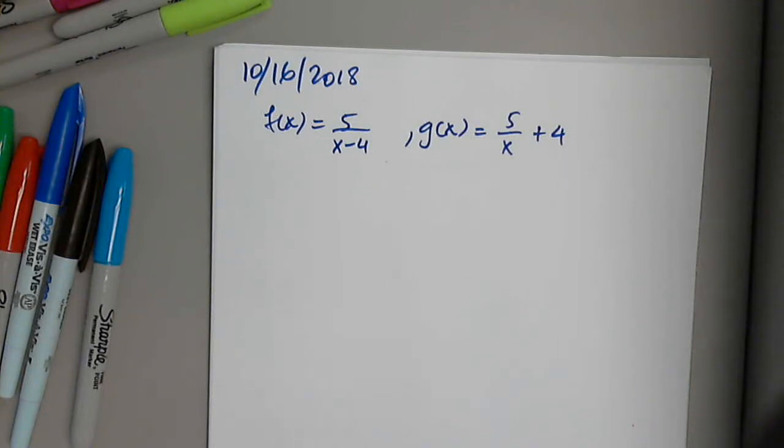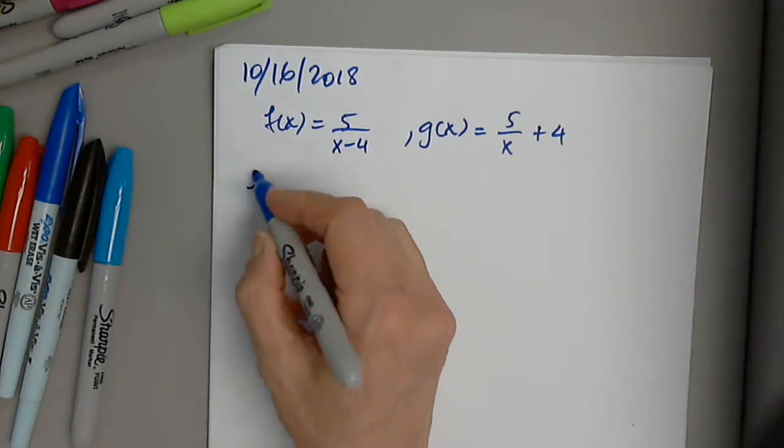You're to find f of g of x and g of f. So are we asked to show whether they are inverses of each other, or simply asked to find f comp g and g comp f? Inverses. So check if they are inverses of each other. Very good. So then I have to find f comp g.